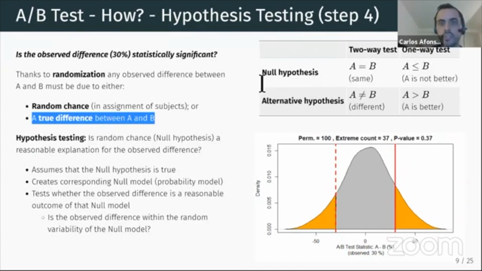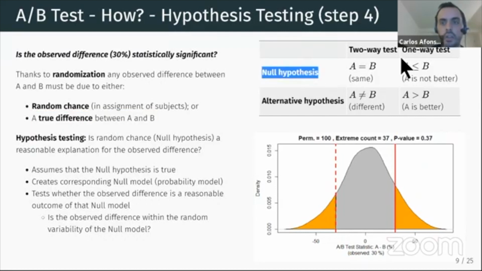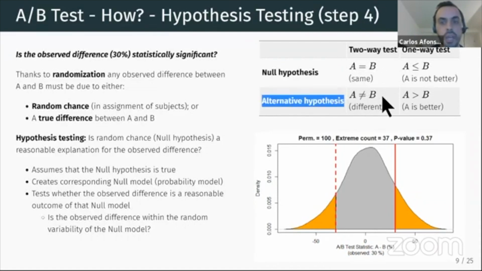Okay? So that's the concept of the null hypothesis. Let's just look at this first column for now. I'll talk about this one in a moment. The null hypothesis normally is that A and B are the same. There's no difference. The alternative hypothesis is the opposite: A and B are different.